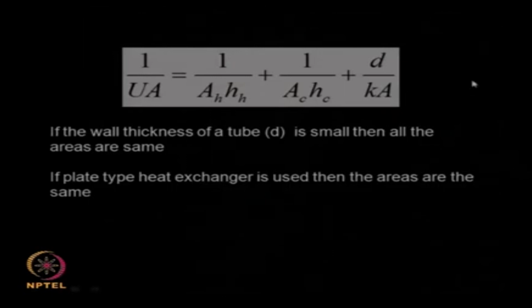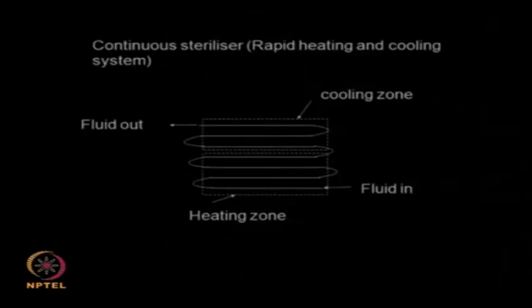But then if you have a very small thickness material, you may be able to neglect this, and if the thickness again is very small, AH can be equal to AC, but then normally AH will be different from AC in tubular type of heat exchanger designs, whereas AH is equal to AC if you have plate type of heat exchangers.